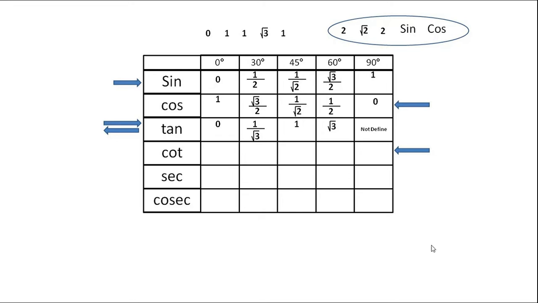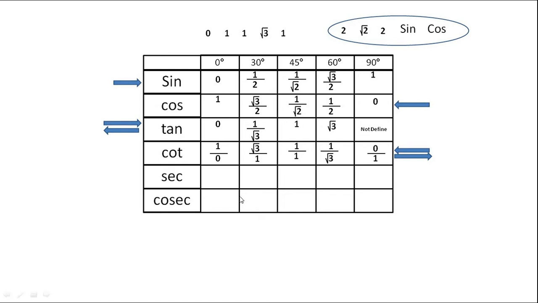Now the value of cot. In this case, we will write the sequence from right to left first, and then we will write the sequence from left to right below the written sequence. So please note, we write from right to left first: 0, 1, 1, root over 3, and 1. Then from left to right: 0, 1, 1, root over 3, and 1.